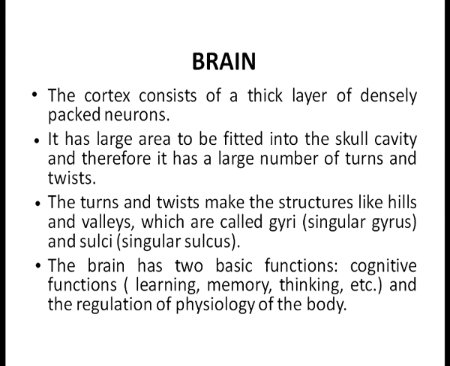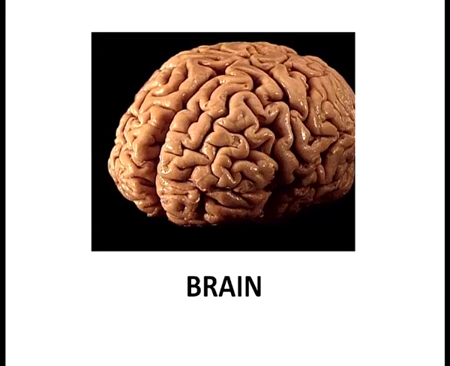The cortex consists of a thick layer of densely packed neurons. It has a large area to be fitted into the skull cavity, and therefore it has a large number of turns and twists. When I said turns and twists, let us see what those are. This is the diagram of the brain, and you can see there are different turns and twists in the brain. So, what are these turns and twists called?